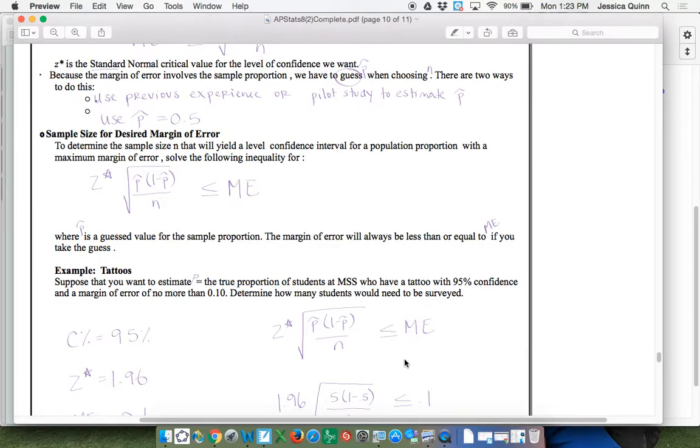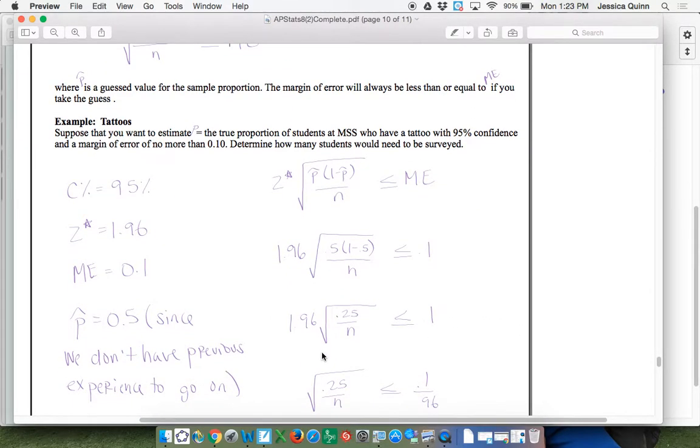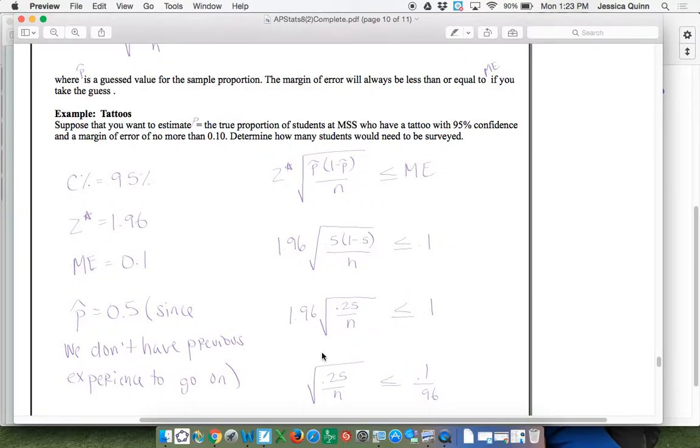All right, so for example, tattoos. Suppose we want to estimate p, which is the true proportion of students at Mayfield who have a tattoo at a 95% confidence level, and we want our margin of error to be no more than 0.1. So we need to figure out how many students we're going to survey so that our margin of error value is no more than 0.1.